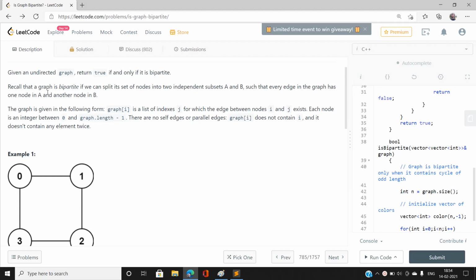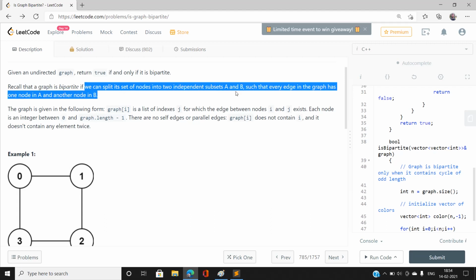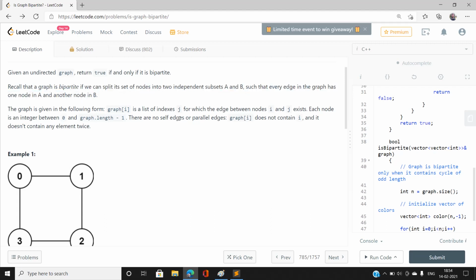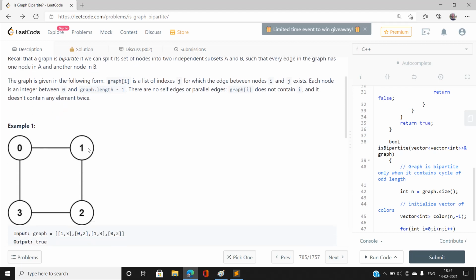A graph is going to be bipartite if we can split its set of nodes into two independent subsets A and B. That is, we can divide the set of nodes into two sets A and B such that every edge in this graph has one node in A and another node in B. Suppose here we have 0 and 1. So 0 belongs to subset A, and so 1 must belong to the other subset, that is subset B. Similarly, if 0 belongs to subset A, then 3 must belong to subset B.